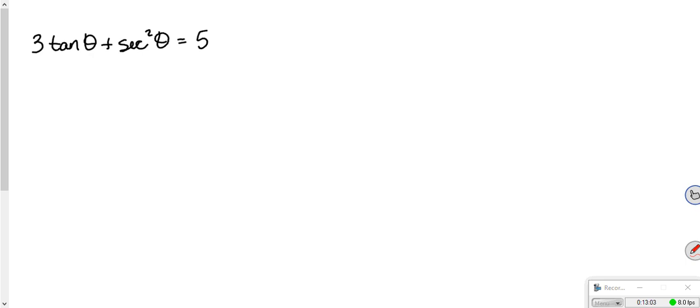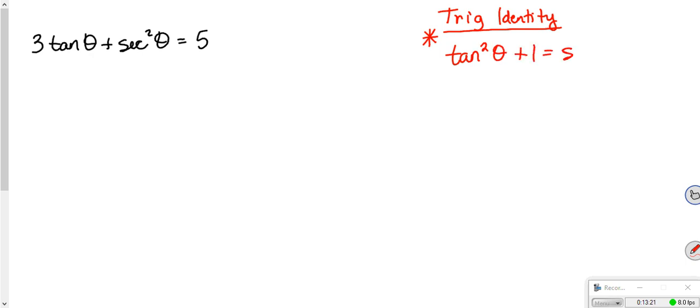But another trig identity is that tangent squared theta plus 1 equals secant squared theta. Now, I'm not so sure. We might have actually proven that back in a previous section. I don't remember. But that's another trig identity. It's not as well known or as well used as the Pythagorean theorem, the sine squared plus cosine squared equals 1. But tangent squared plus 1 equals secant squared.